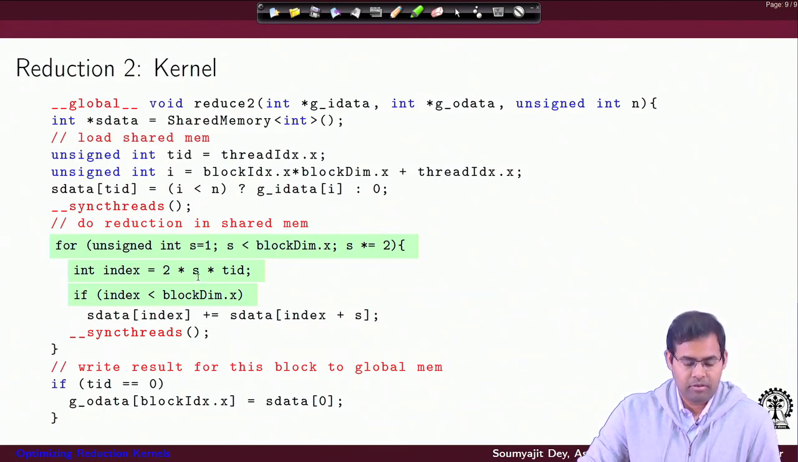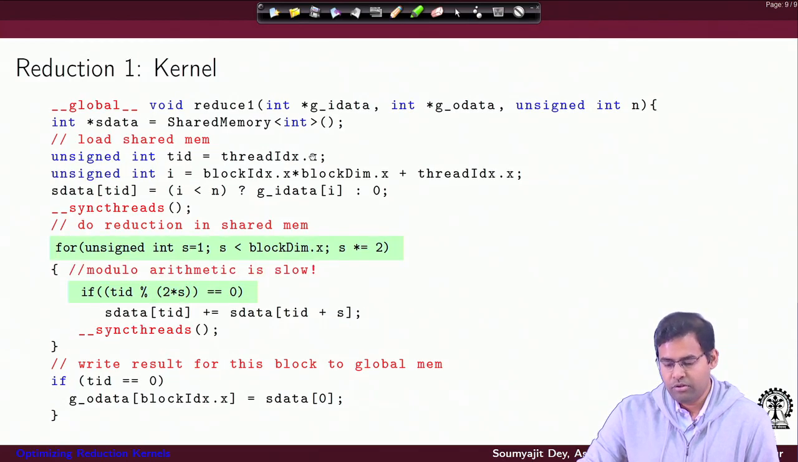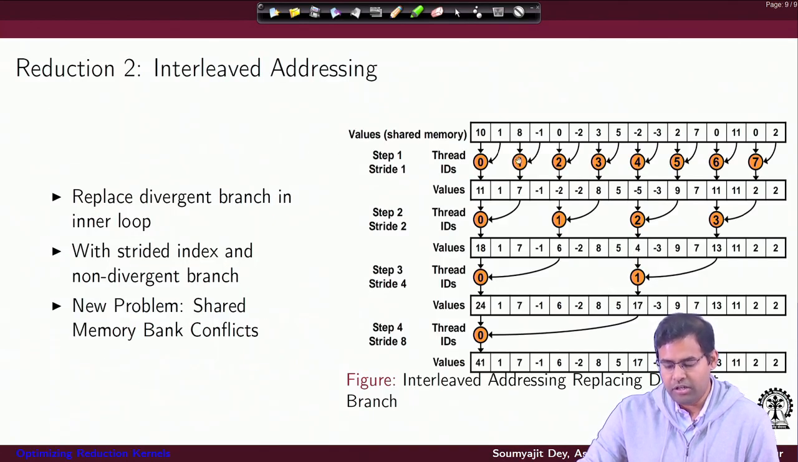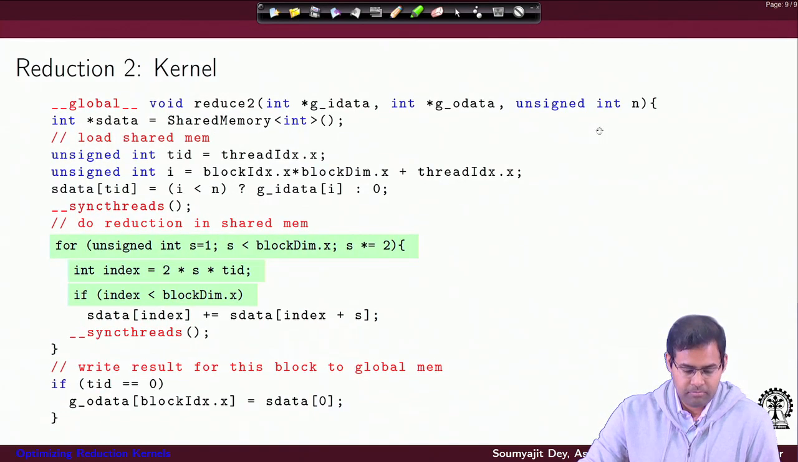So initially S is 1, that means if the TID is 0, it's working on the 0th location. If the TID is 1, it's working on the 2nd location. If the TID is 2, it's working on the 4th location, so on and so forth. So that's what we want here, right? These are the thread IDs: TID 1 is working on location 2, TID 2 working on location 4, TID 3 working on location 6, like that. And that is achieved by this modified access expression.